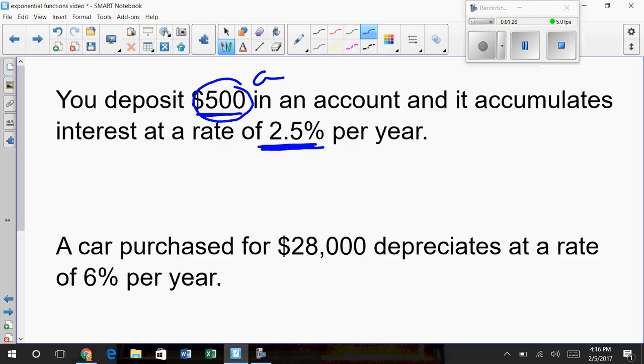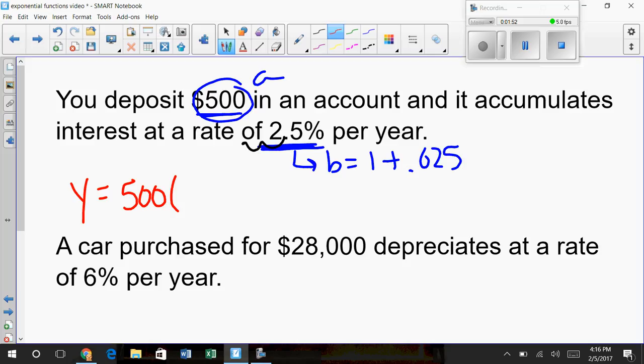So once we know it's exponential growth, obviously you're gaining money, we build our B value by doing 1 plus whatever that percent is as a decimal. So remember that when we do this, we move our decimal point over 2 spots, so this would be 0.025. Important to remember that when your percent is a single digit, you have to have that 0 in front. So when I write this function out, I get y equals 500 times 1.025 to the x power. So that would be the general form of an equation that you could use to model what's happening with this interest in this account.